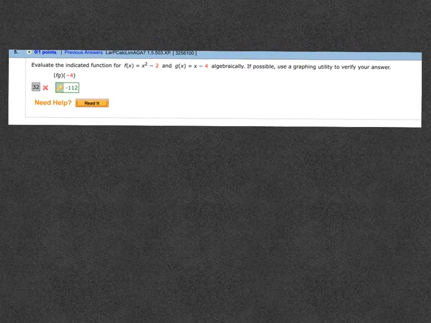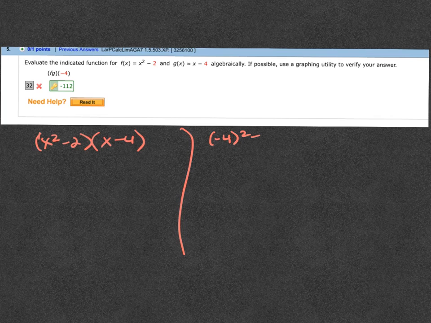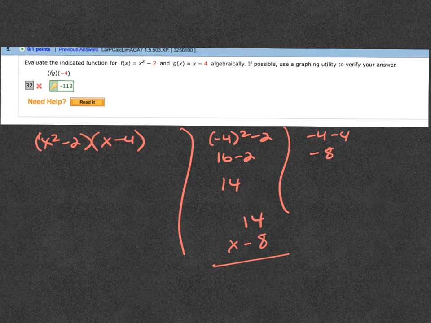Number 5. Sorry, I think this was yours. It's f times g of -4. So you have two options again. I can do x squared minus 2 times x minus 4, foil that out and then plug in the -4. Or probably easier this time is find f of -4. So -4 squared minus 2, which is 14. Find g of -4, which is -4 minus 4, which is -8, and then do 14 times a -8, which is where the -112 comes from.